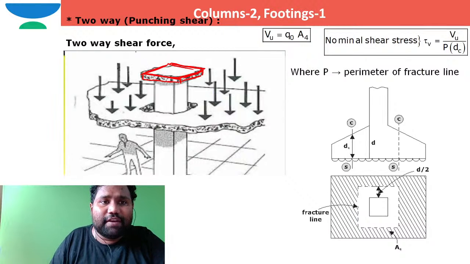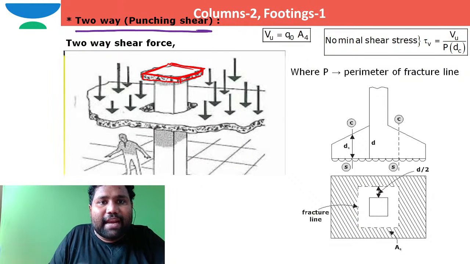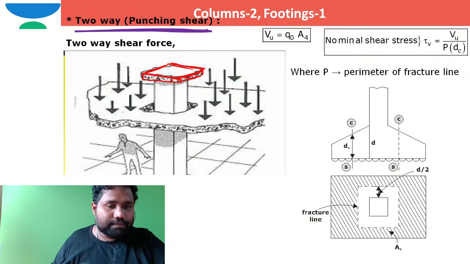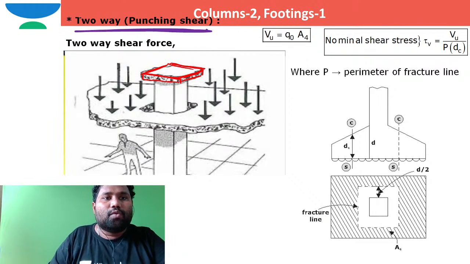Second type of shear failure is two-way shear failure. Another name for this two-way shear failure is punching shear failure. Two-way shear failure we can say.